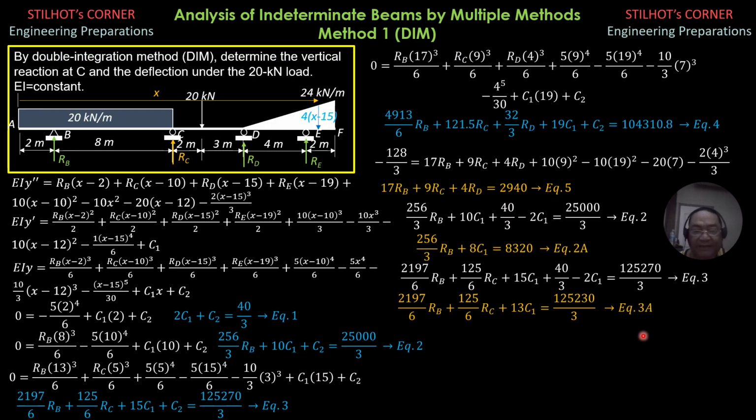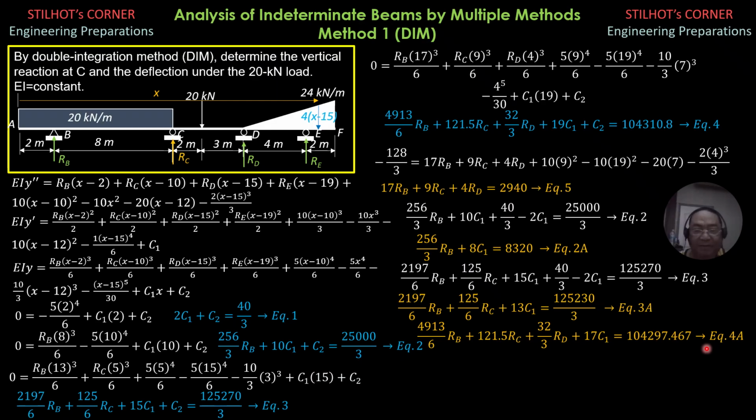Call that equation 3A. Then substitute into equation 4 the value of C sub 2, which is 40 over 3 minus 2 C sub 1, and simplify that equation. We obtained, I just put it directly here, 4913 over 6 RB plus 121.5 RC plus 32 over 3 RD plus 17 C sub 1 equals, this would be the new constant on the right side, 104297.467. Call that equation 4A.